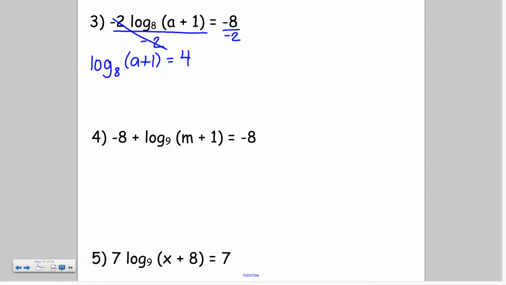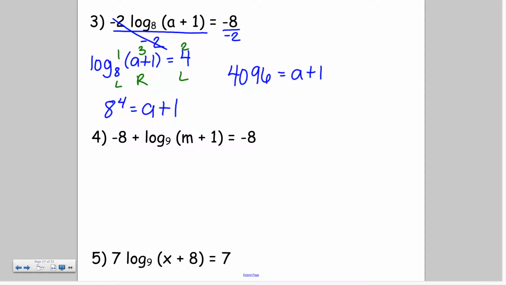All right. Now we can do left, right, left, or 1, 3, 2. Again, whichever way you like. But we have 8 to the 4th is equal to a plus 1. All right. So when I put 8 to the 4th in my calculator, I'm going to get 4,096. And it's going to equal a plus 1.